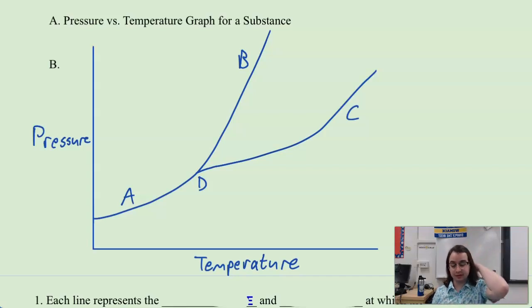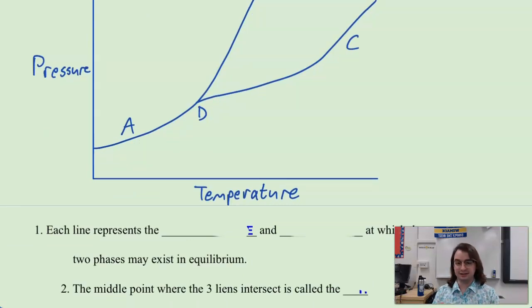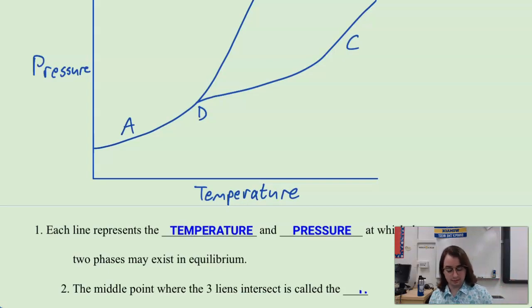So most of the time when you're looking at a phase diagram, you won't usually have to make your own phase diagram. You'll just have to interpret information from a phase diagram. So let's talk about what this phase diagram means. We're going to kind of bounce back and forth because the words below describe the graph above. Each line represents temperature and pressure at which two phases may exist in equilibrium. So even though those are kind of curves, those are considered lines.